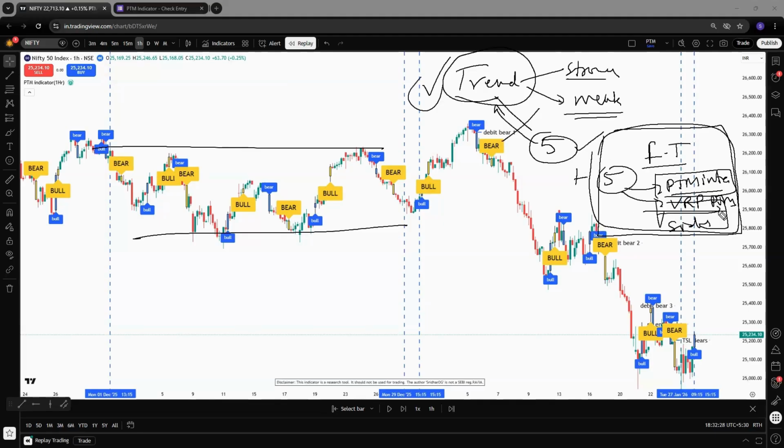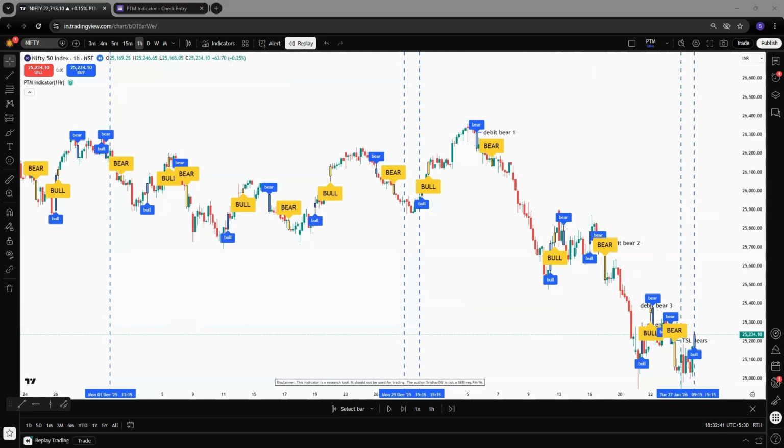So this VRP harvesting will help in both directional plus sideways, right? This is what I taught you so far. How to do it, I've taught you in the earlier guide videos. So far, I have taught you all the strategies of the PTM indicator. If there are further strategies, I will definitely upload them on YouTube.